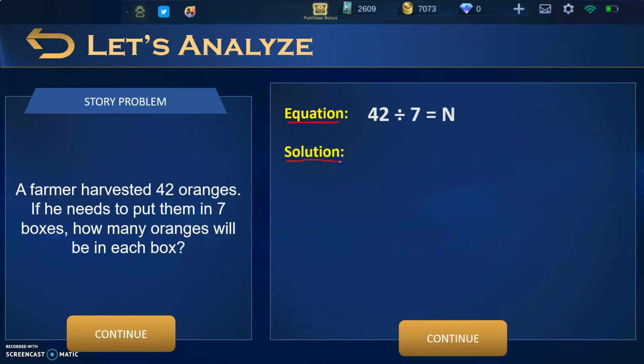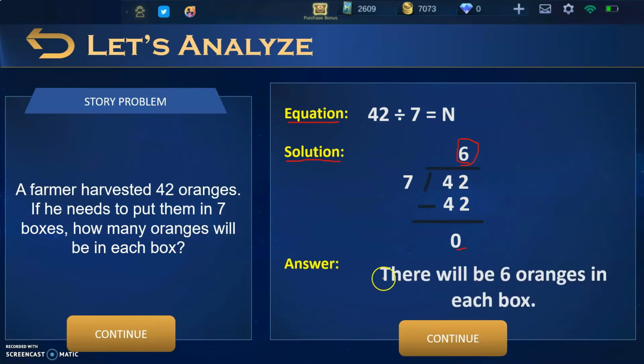Then, after equation, we'll proceed to solution. We'll now solve the equation that we made. Okay? So, 42 divided by 7 is equal to 6. And 6 times 7 is equal to 42. 42 minus 42 is equal to 0. So, there is no number that we can bring down. And our answer here is 0. It means there is no remainder. So, our answer is 6. And the answer should be complete. There will be 6 oranges in each box. Okay?